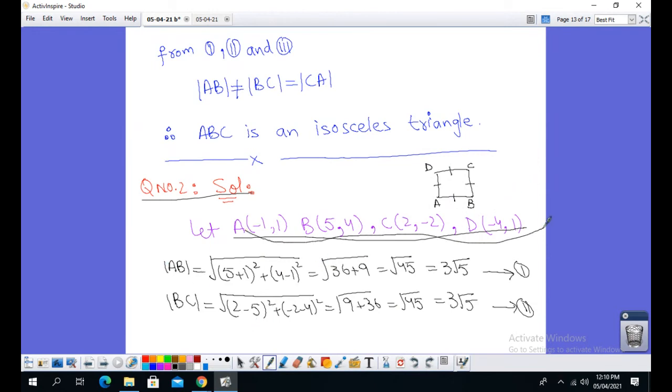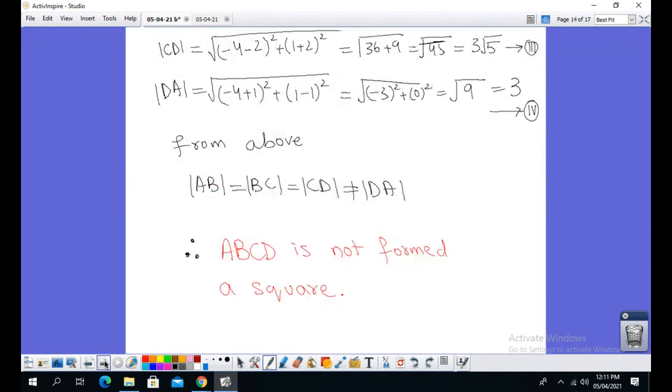Now here we have 4 points. For these 4 points, we take the distances. First of all, we take the distance of AB, then the distance of BC, then the distance of CD, and then the distance of DA. After taking the distances of all these points, we get the result.